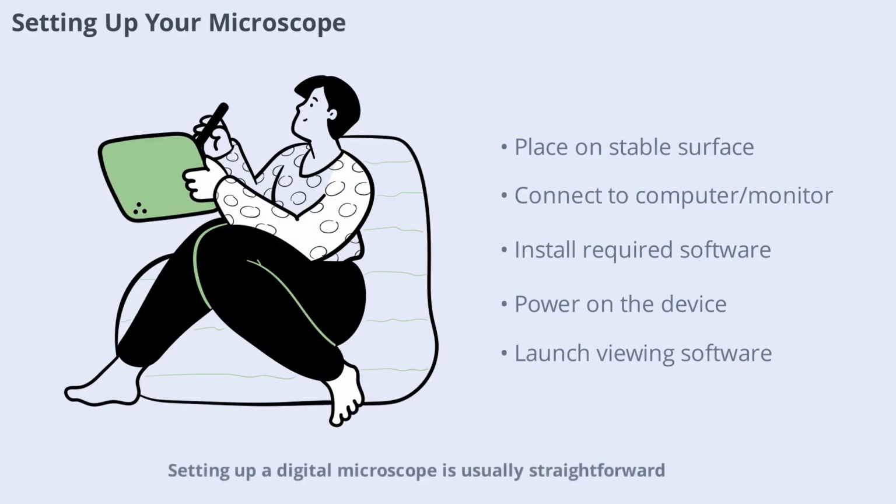Setting up a digital microscope is usually straightforward. Start by placing the microscope on a stable, flat surface. Connect it to your computer or monitor using the provided USB or HDMI cable. If your model is wireless, follow the manufacturer's instructions to pair it with your device. Next, install any necessary software or drivers, which often come on a CD or are available for download. Once everything is connected, power on the microscope and launch the viewing software. You're now ready to begin exploring the microscopic world.